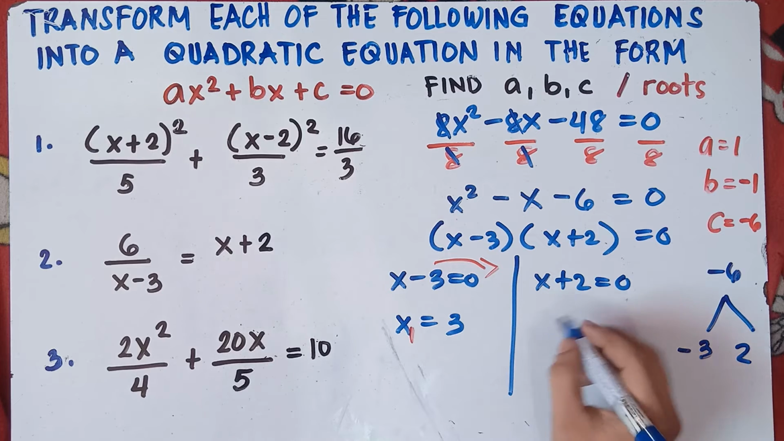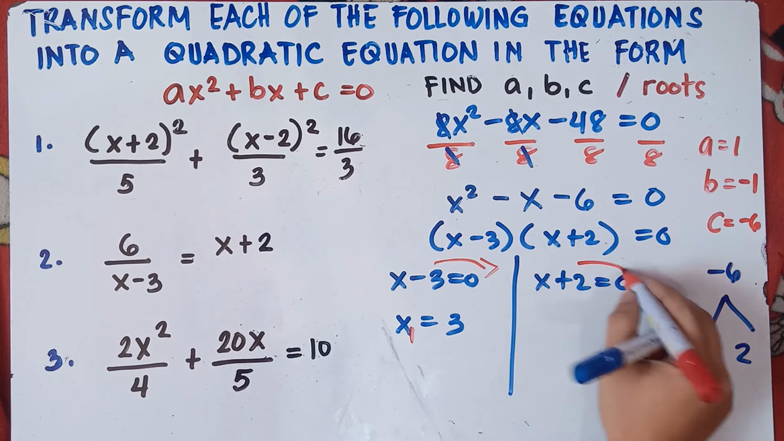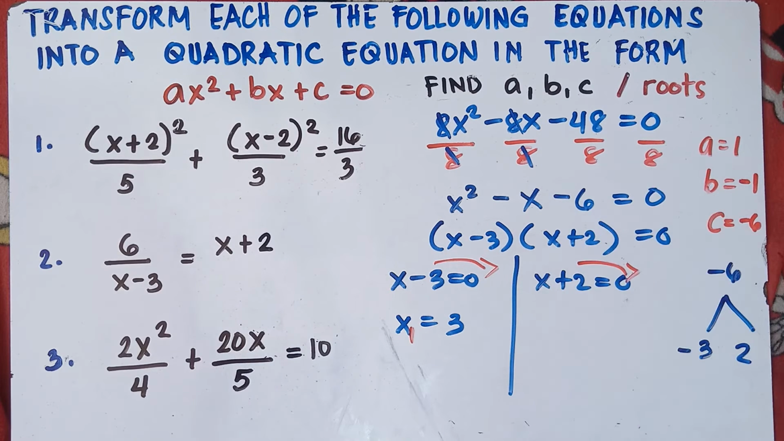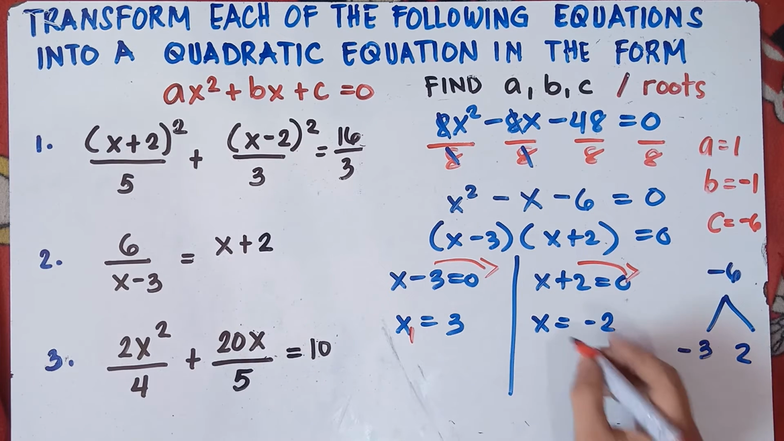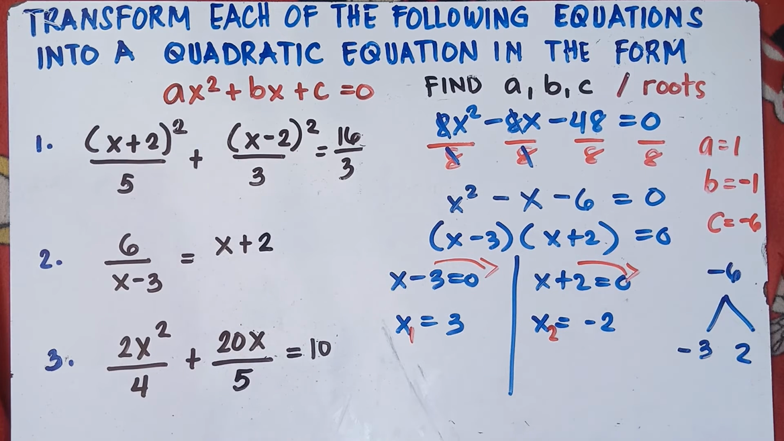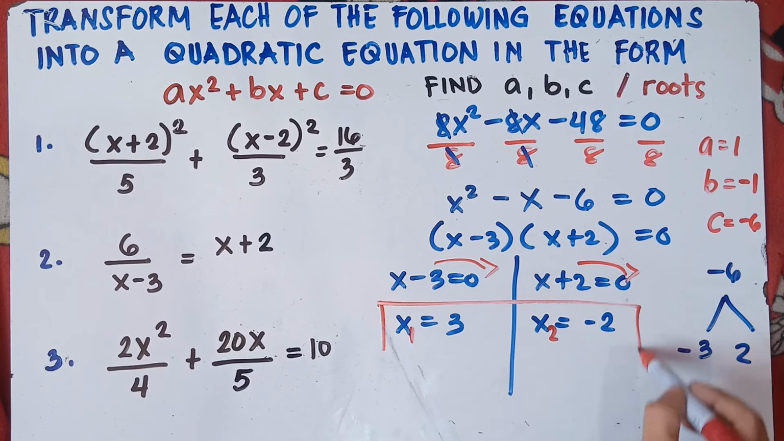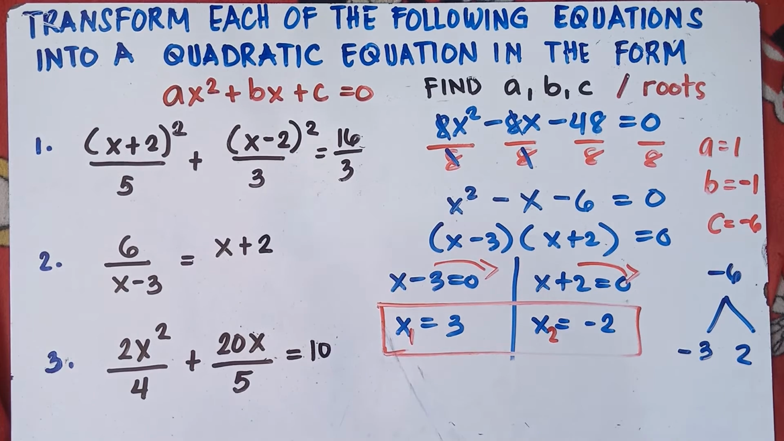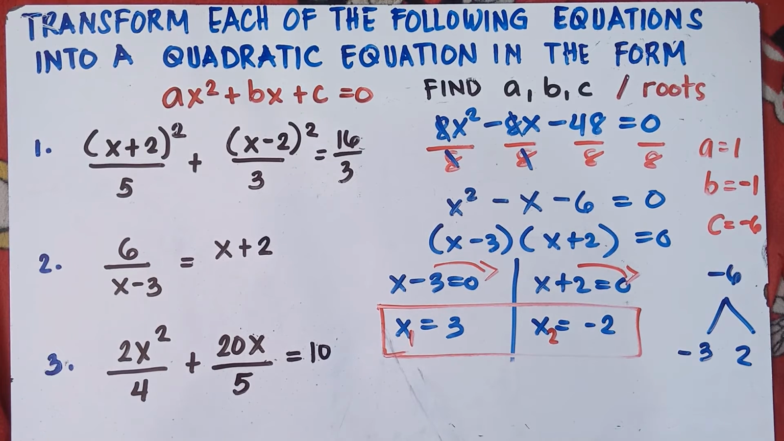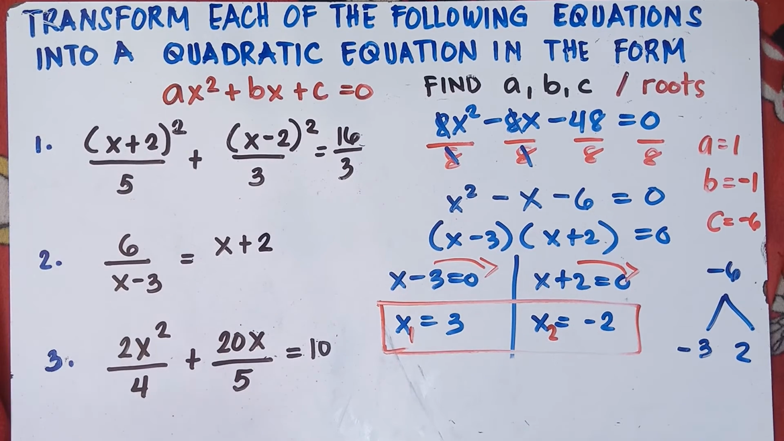And for this one, you transpose. This is positive 2, so it will be negative 2. x equals negative 2. That's it, class. All set for number 1. Quite long, right? Because we explain it step by step. That's the answer for number 1, class. We have x1 is 3 and x2 is negative 2. So that's it for number 1.